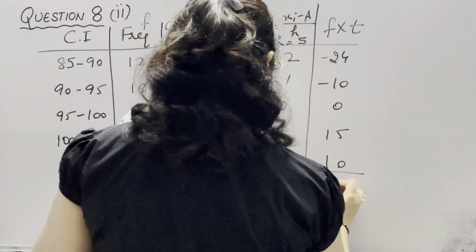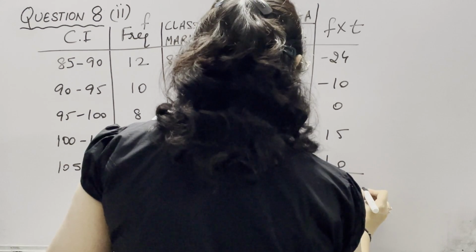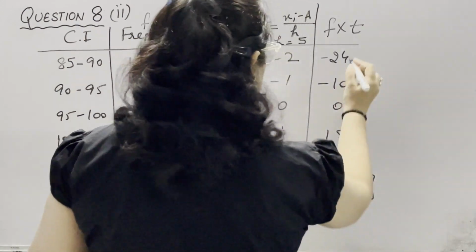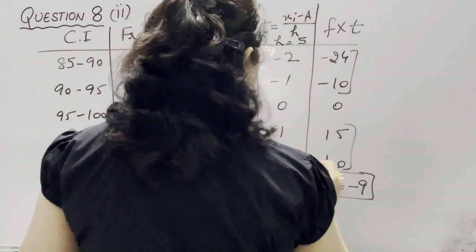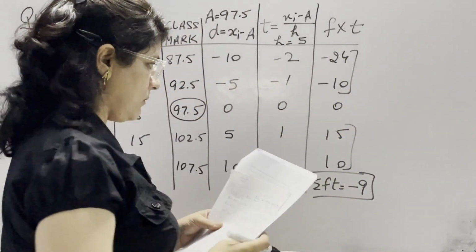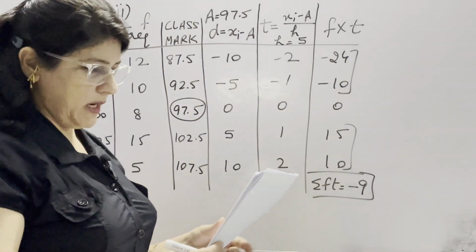Now sigma ft is equal to minus 9. We need to add these two and these two, and then subtract this from it. So sigma ft is minus 9.